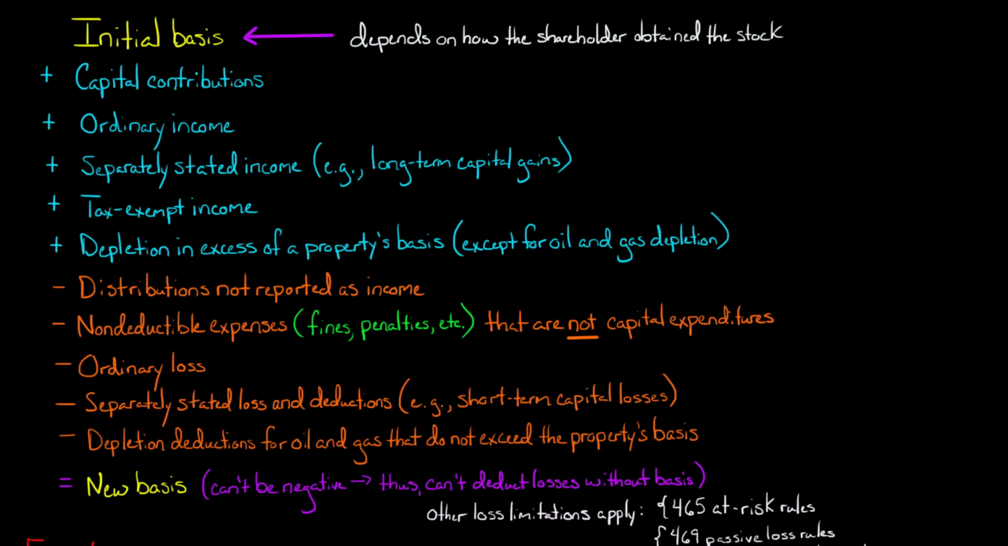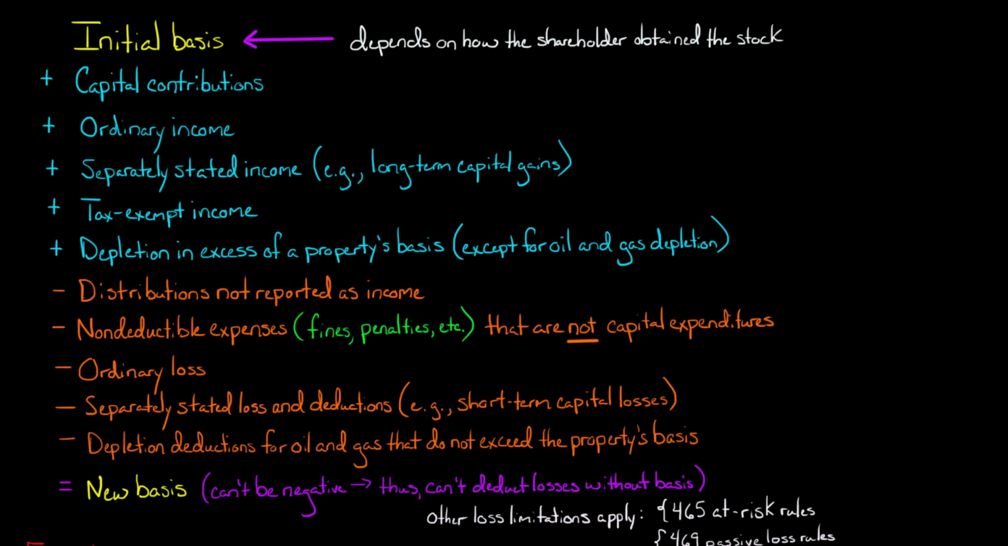I said that you start with the initial basis, the shareholder's initial basis, and I said you had a series of upward adjustments. So here we've got a bunch of pluses. So here are our upward adjustments to the shareholder's basis, and then we have some downward adjustments, some things that will decrease the shareholder's basis. I'm going to go through these.